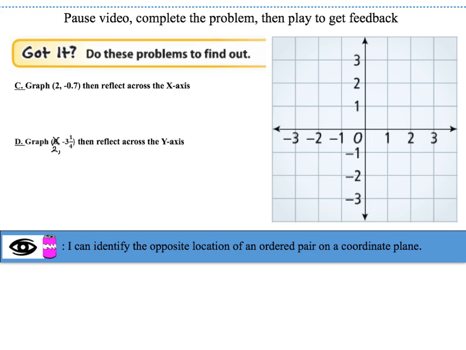So pause the video, complete the got it problems, and then play it back for some feedback. Now that you had some time to work on these problems, let's take a look at the correct answers for letters C and D. The correct answer for letter C is 2 comma 0.7. And the correct answer for letter D is negative 2 comma negative 3 1/4.